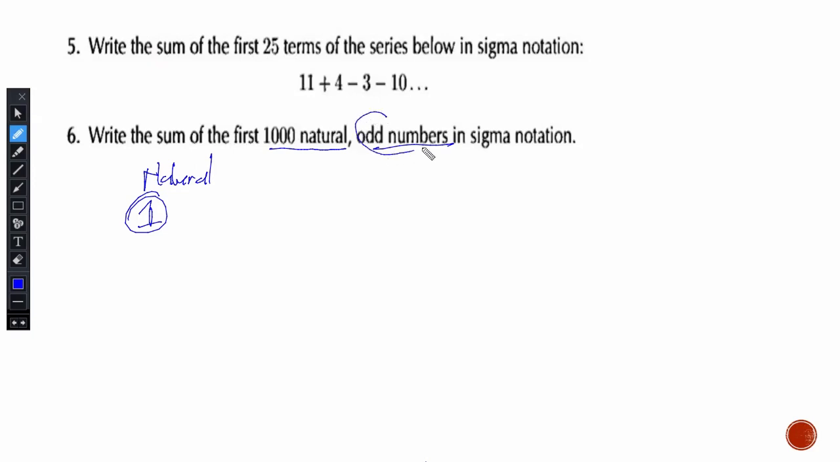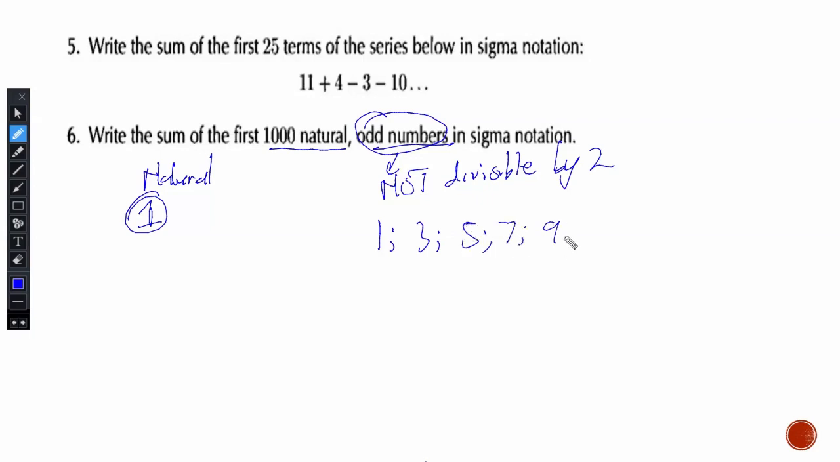Now, what is an odd number? So this is mostly on language, right? An odd number is a number that is not divisible by 2. So basically, any number that if you divide by 2, it will leave a remainder. So what numbers are those? It's your 1, it's your 3, it's your 5, your 7, your 9. So you get the whole drill, right?